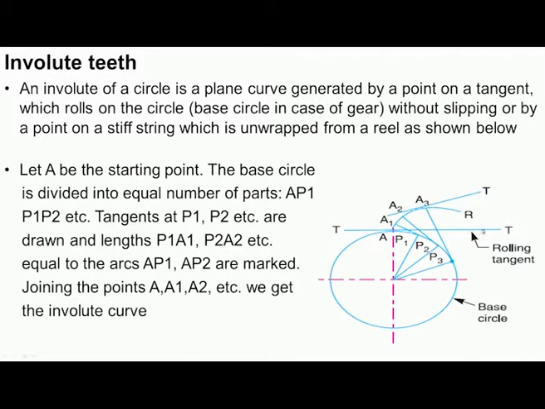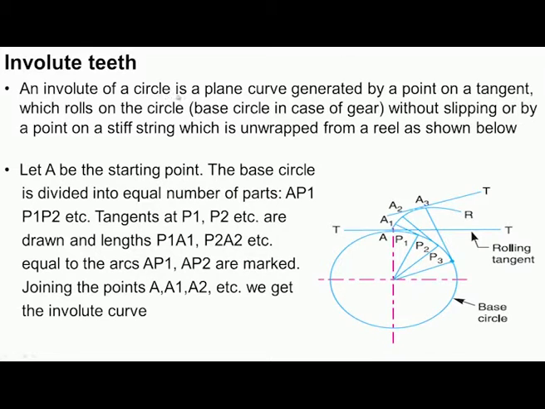So, in this involute profile, the tangent is rolled over the base circle without any slippage, and we consider a point A on the TT. When the tangent TT rolls over the base circle, what is the path traced by this fixed point A? So, that becomes the involute profile.